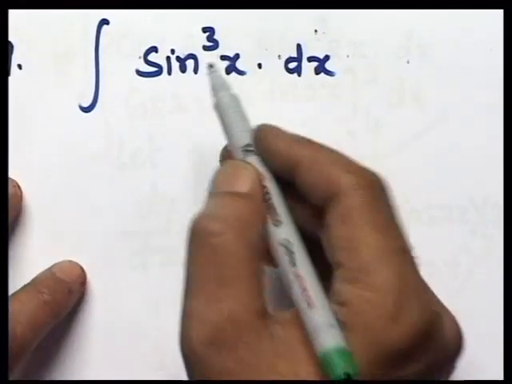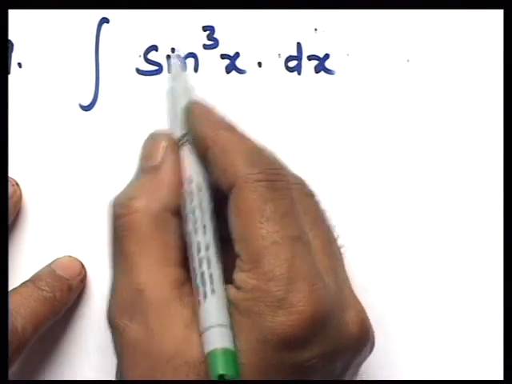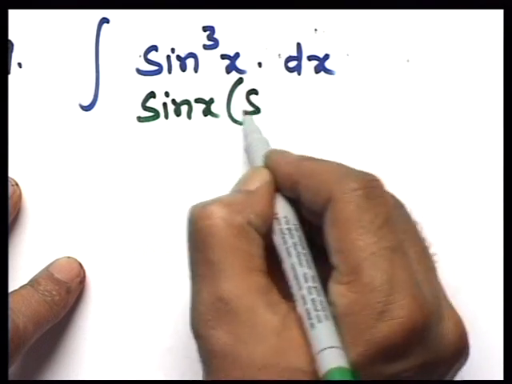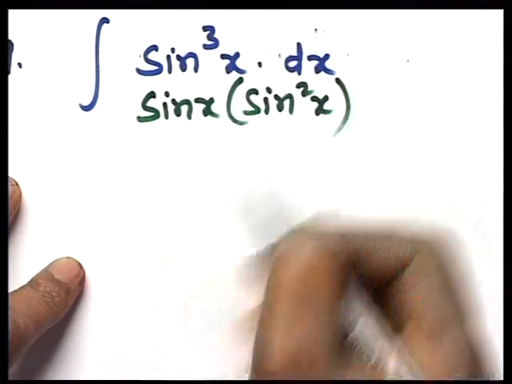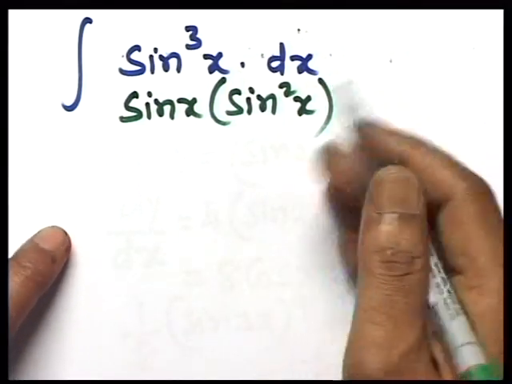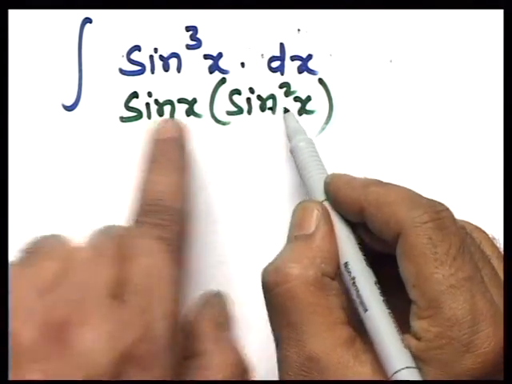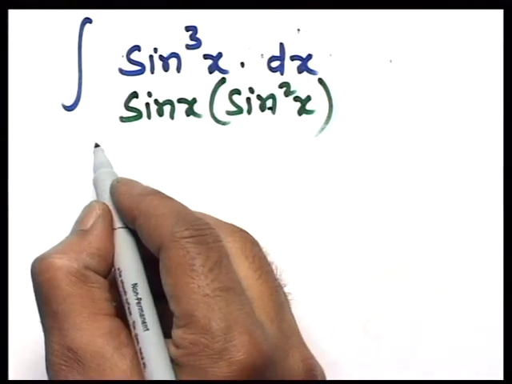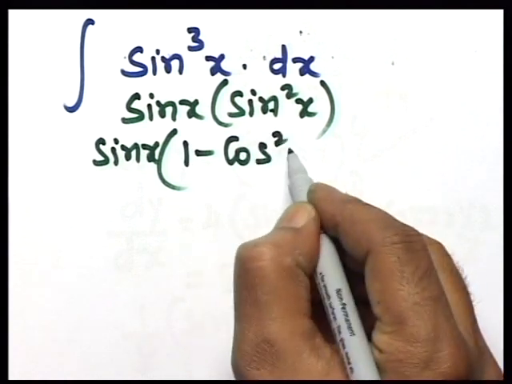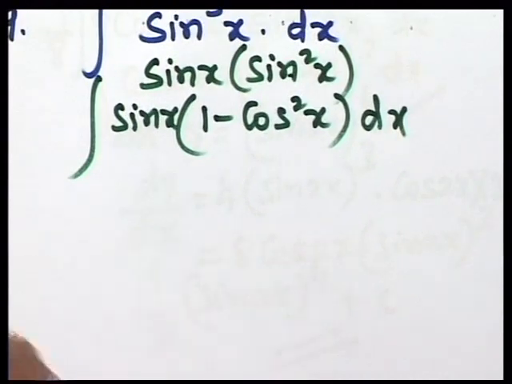Let's take sine cube x. How do we do this now? Let's split this as sine x multiplied by sine square x. Then, is it looking like the shortcut that we did? Let's differentiate just the sine x. Do we get sine? No. So what we do, keep the sine as sine only. Write this as 1 minus cos square x dx.